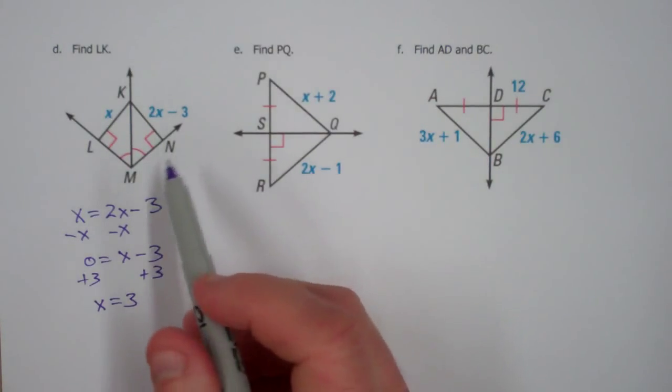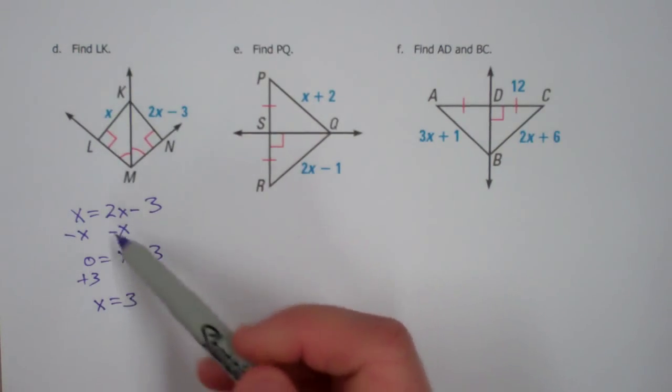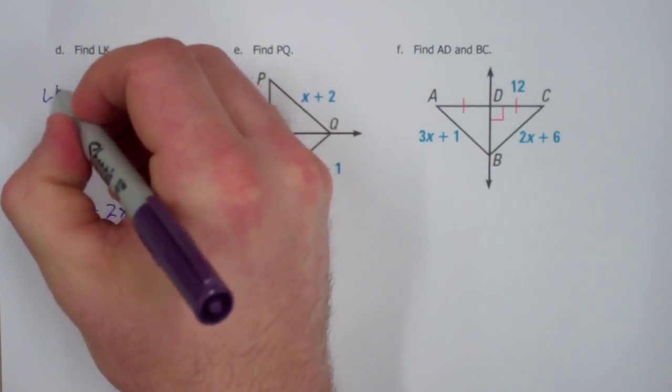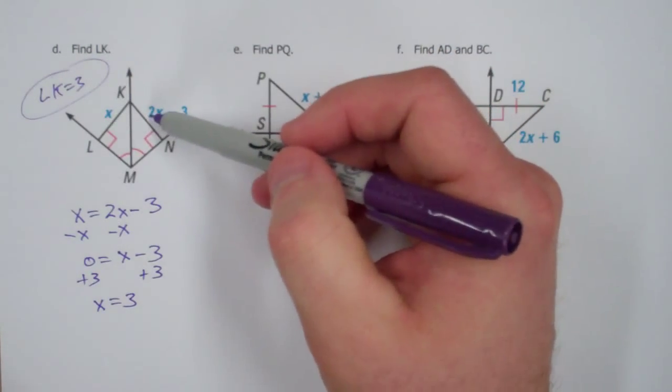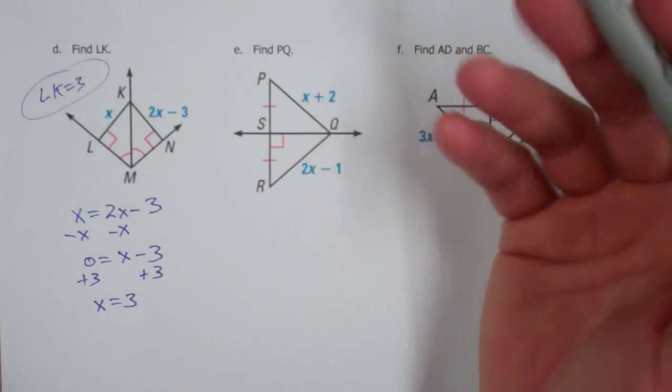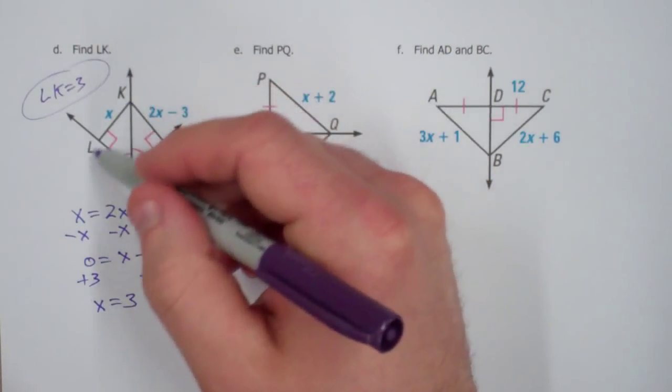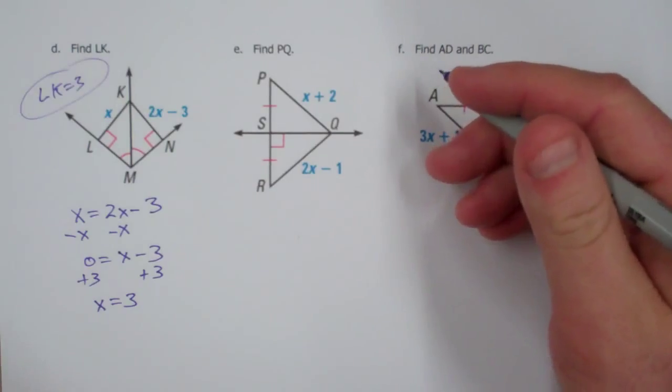We want to find LK. Well, LK is just x, so LK is going to be 3. And then if we substitute in here, 2 times 3 is 6, minus 3 is also 3. So KN and LK work out to be the same. That's good for us.